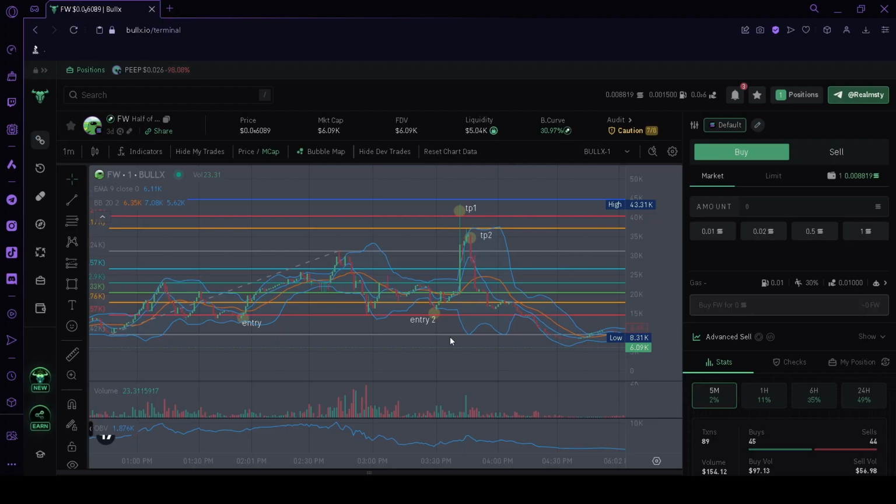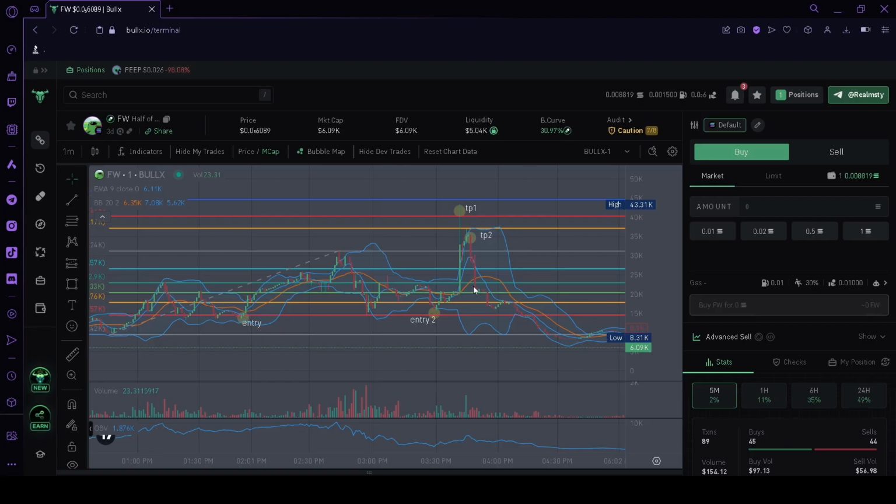So combine price action with volume to confirm whether a breakout is strong or weak. For example, if a resistance level is broken with strong volume, it indicates a real breakout. So support and resistance. This is how we actually got an entry for this trade.